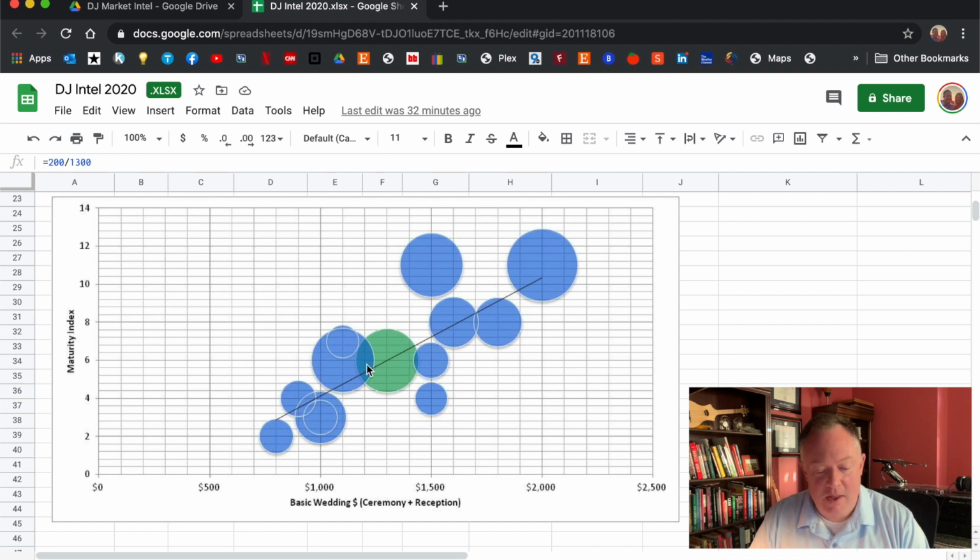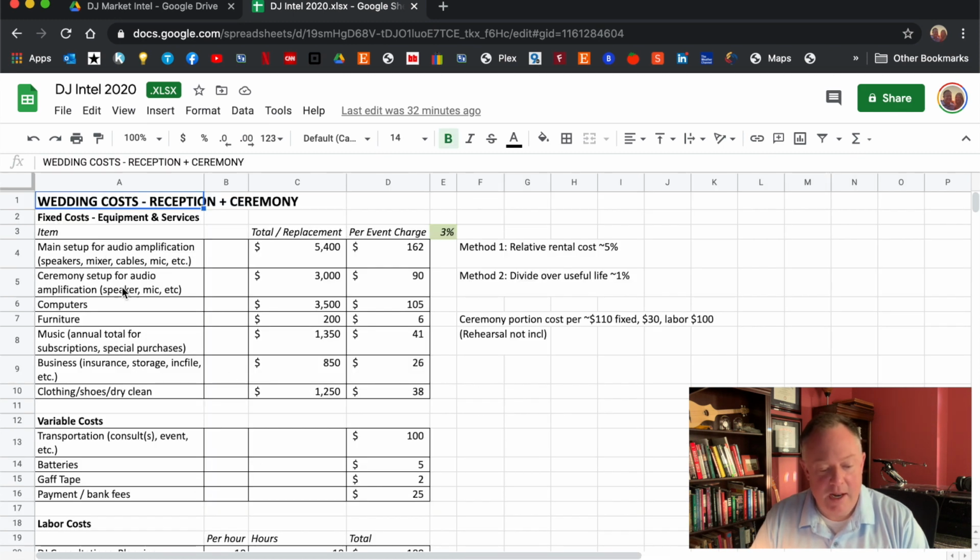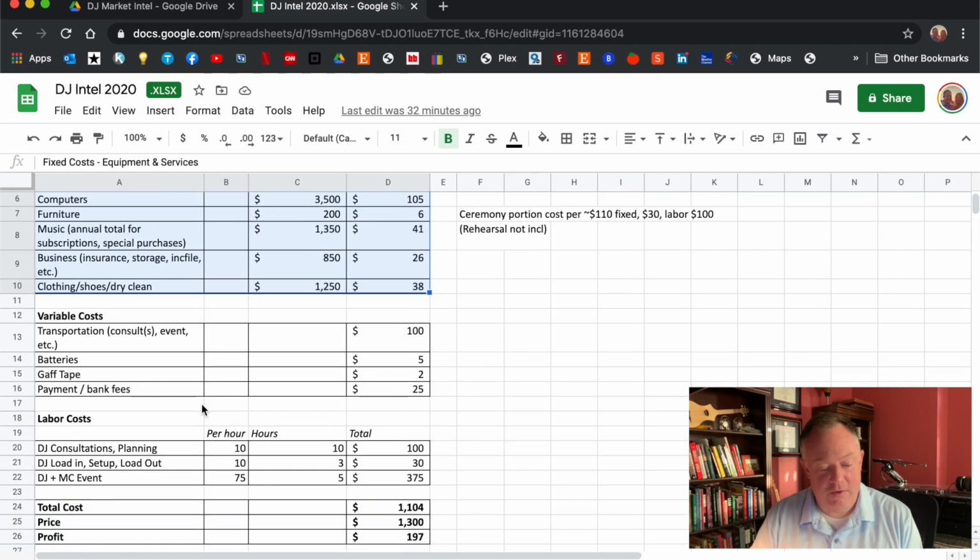So the other way to think about cost and pricing your services is to do a pricing calculation. What I have here is a general worksheet that looks at a couple different aspects of cost. One is fixed cost, and that's basically in this portion. A little bit further down is variable costs. And then I have labor costs, and then a little bit of summary.